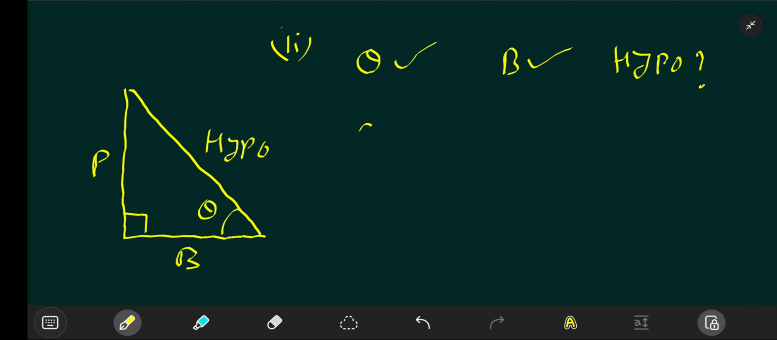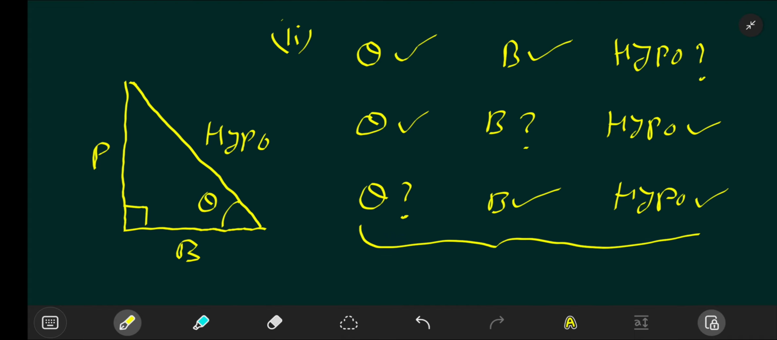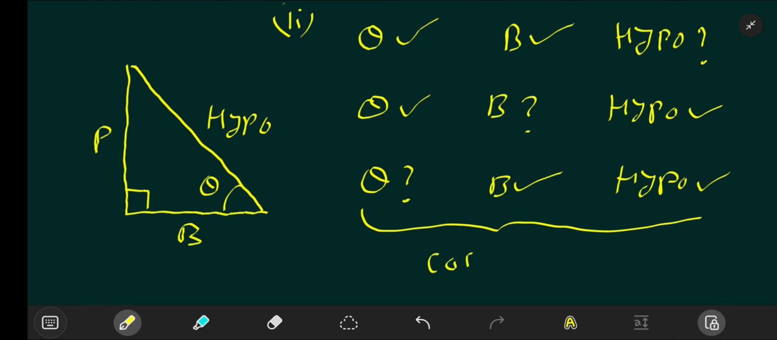Next, theta is given, base is asked, and hypotenuse is given. In this condition also we have to select cos theta. If theta is asked, base is given, hypotenuse also given. In these three conditions, we have to select cos theta, that is equals to base upon hypotenuse.